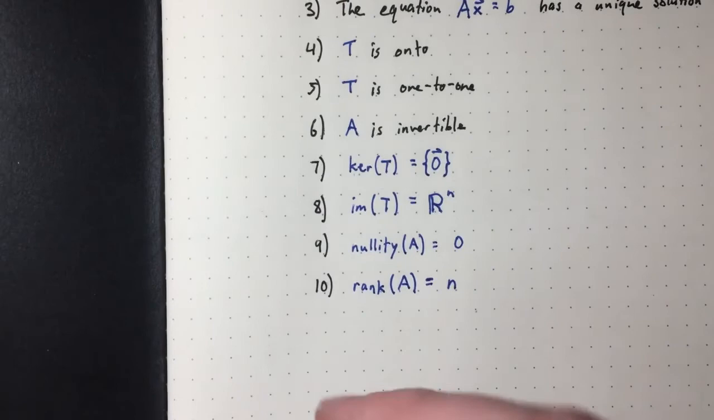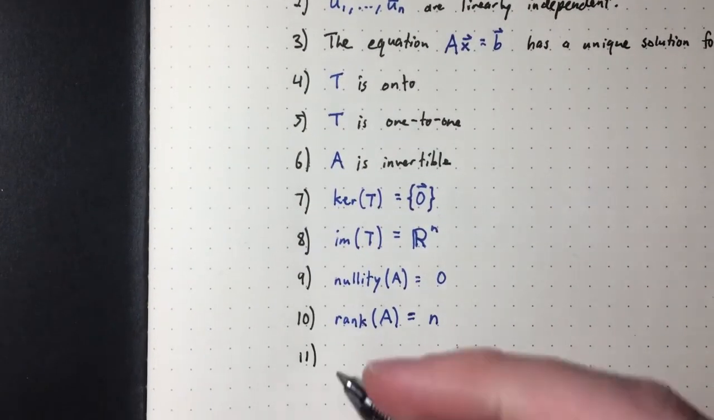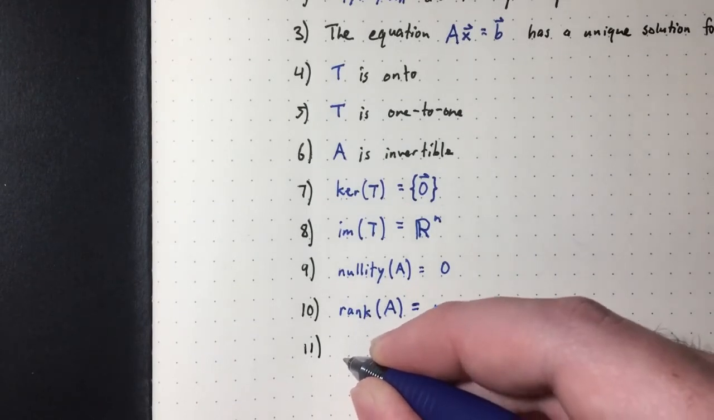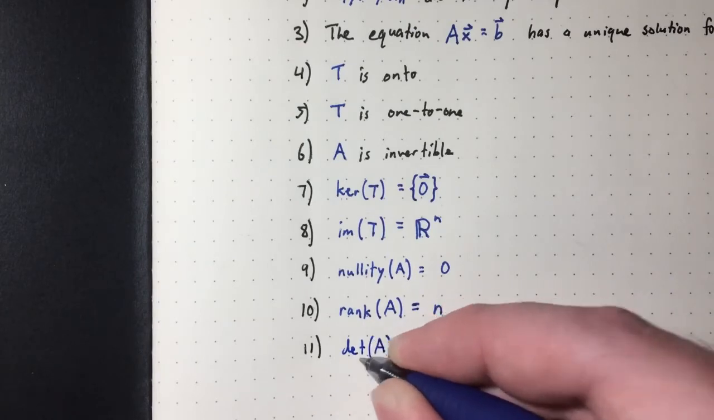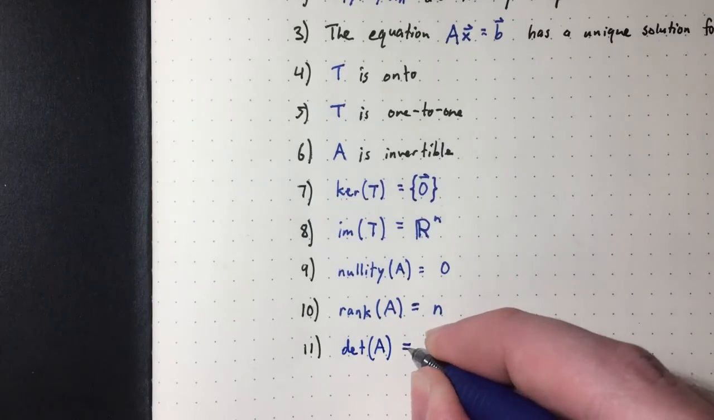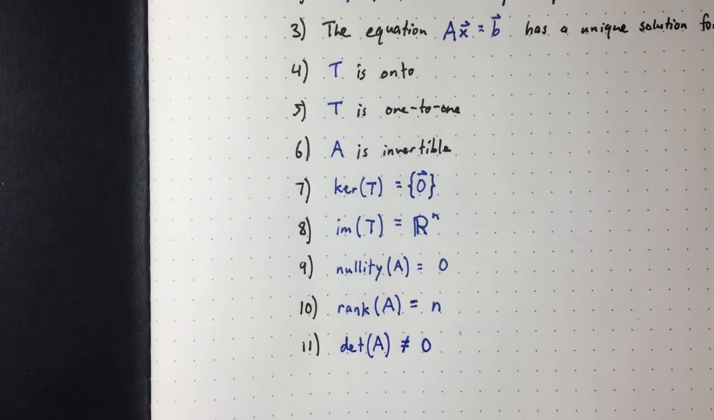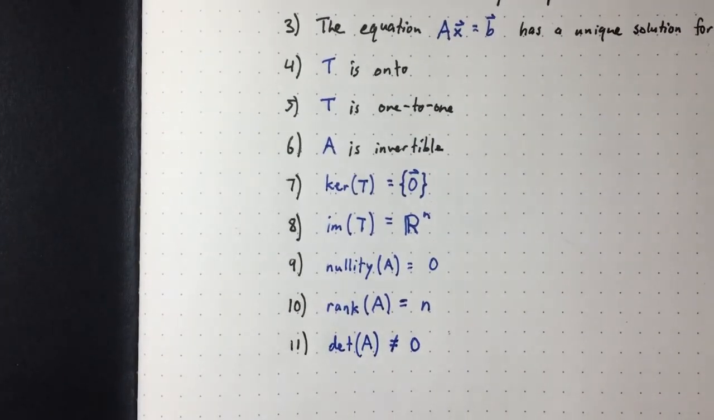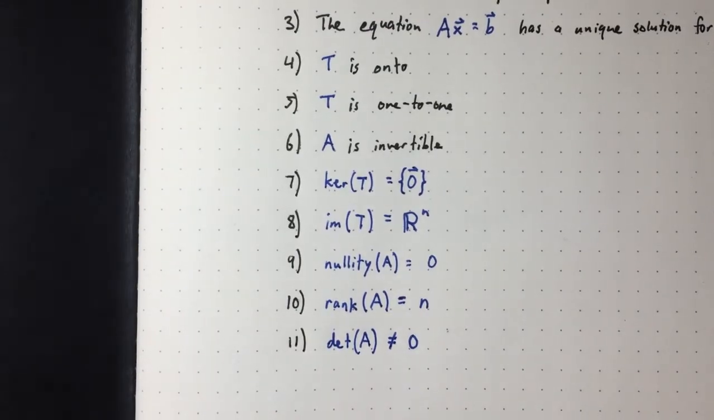But we can add number 11, because of number 6: if A is invertible, then the determinant of A is non-zero. The determinant of 0 means that I cannot invert it. I'm collapsing a three-dimensional space to a two-dimensional space or something like that. Okay, this one is super important. I even want to distinguish this in some way.